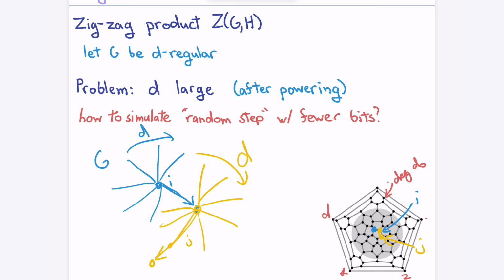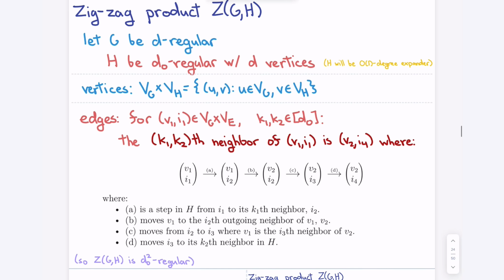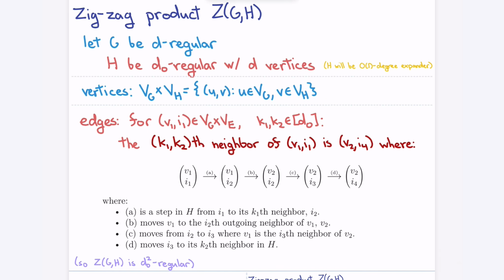So, to break that down, I really only described the first 2 steps. The first step is you choose a neighbor in H, which is the constant degree expander. And based on where you land on H, you choose a neighbor in G. And then the other 2 steps just make this process reversible so that the overall graph, if you wrote out all the directed edges, will come out undirected.